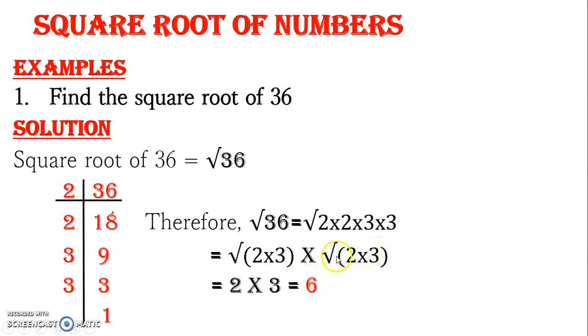So we are actually picking 1 out of the 2. So 2 times 3 is equal to 6. Therefore, the square root of 36 is equal to 6, meaning if we multiply 6 by 6, we will definitely get 36.